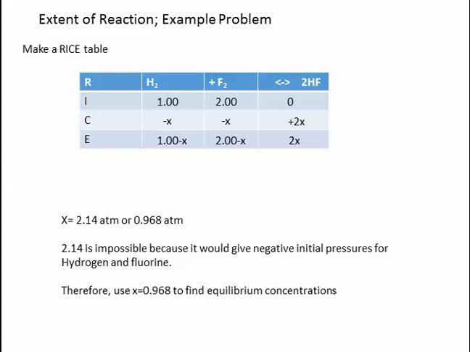And then you're going to use 0.968 and plug this back into these equilibrium concentrations to find out what the pressure of hydrogen is at equilibrium, fluorine at equilibrium, and hydrogen fluoride at equilibrium. And that's how you basically solve these problems. And most of these aren't quadratic equations. And there's a trick I'll show you in some later chapters how you can try to get out of using the quadratic equation.